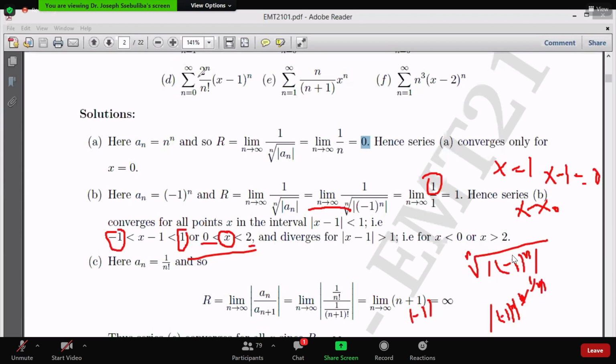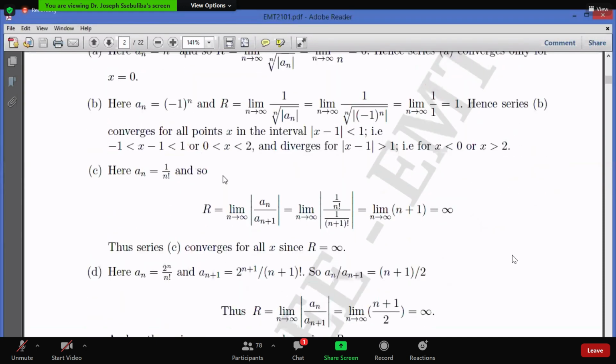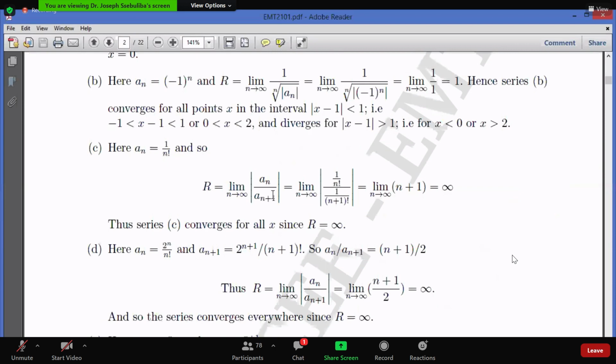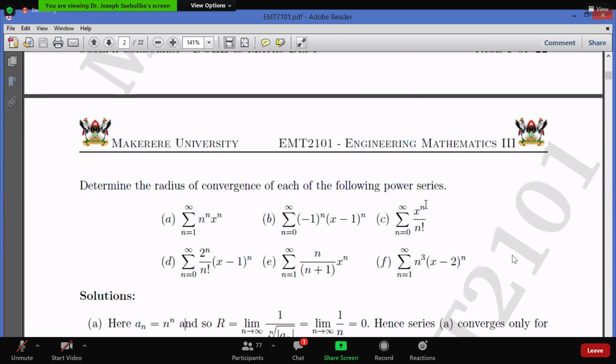Okay. Where is my eraser? We have this. We'll continue. Then we have the third example. That is, if you look at the third example, this is x to the n, and this is over n factorial. So here we'll play with the factorial notation. Remember now, in this case, our an is 1 over n factorial, because this is our x to the n. So this is like x minus 0, this one here.